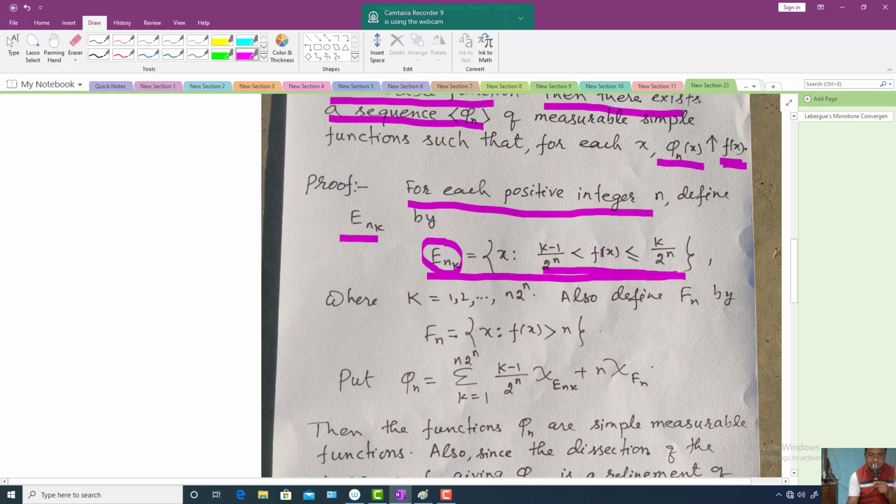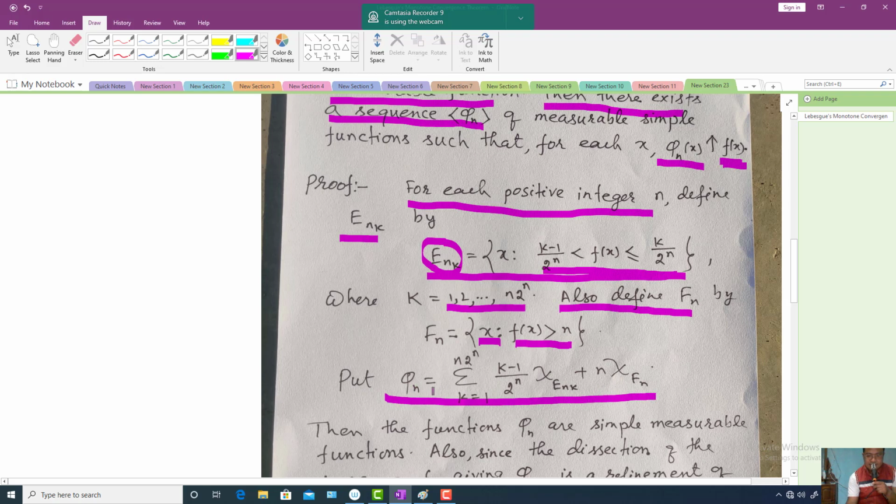All right, then since the function f is measurable, this set Enk is also a measurable set, that you already know. Okay, so Enk is defined like this. What is k? k is running from 1 up to n times 2 to the power n. Then you also define Fn by this formula. Fn is equal to what? This is the set of points x such that f of x is strictly greater than n. All right, so Fn is the collection of the points x such that f of x is strictly greater than n. Okay, and then you put phi n equal to like this.